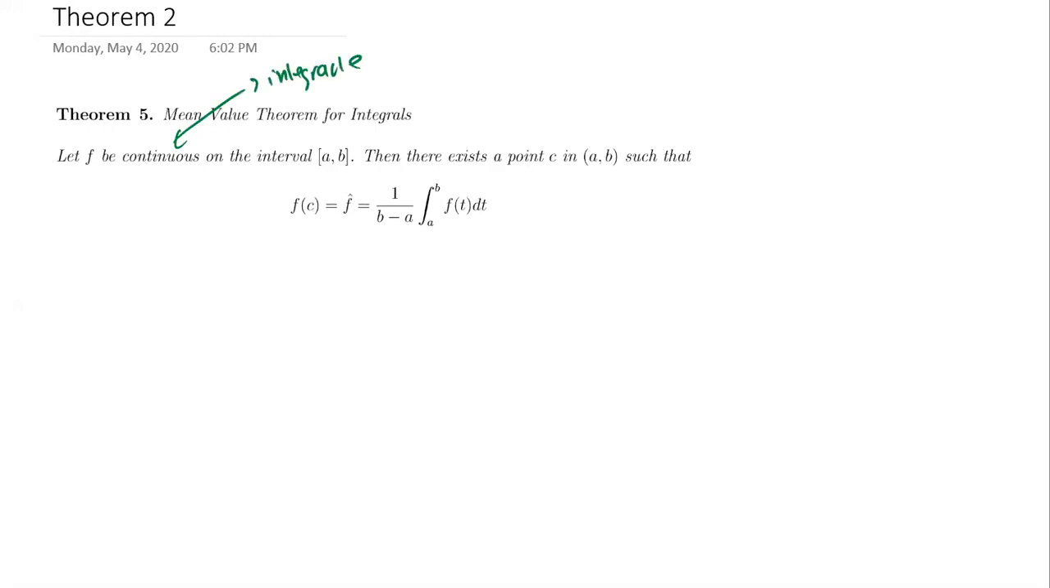Then there exists a c in the open interval a, b, such that f of c equals the average value of the function. Right, that's it. So before, on the mean value theorem, we had f prime of c equals the slope of the secant line. Here we have f of c equals just the average value of the function. And that's it, right? So let's just use it in an example.